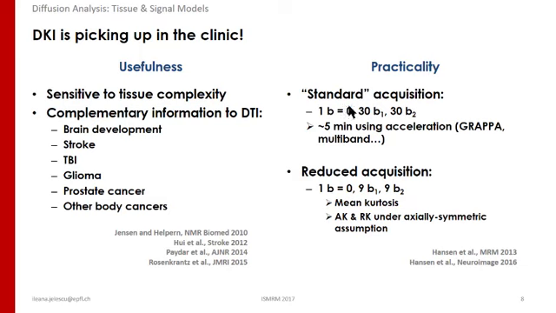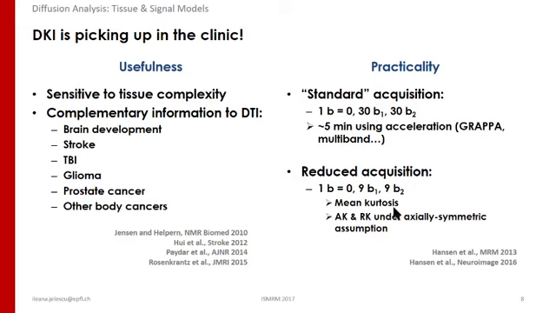So your standard acquisition, because of course you never go with the minimal acquisition, is about 1 b0 and 30 directions on 2 shells here. But this now you can probably do within 5 minutes using most recent acceleration options on clinical scanners. And now we also have the option of using a reduced acquisition with just 1 b0 and 9 specific directions on 2 shells, whereby you can extract your mean kurtosis.